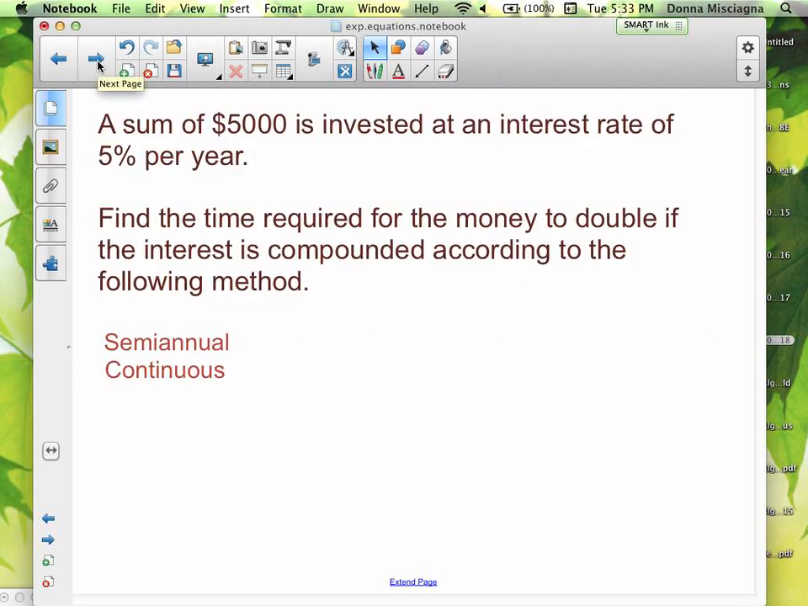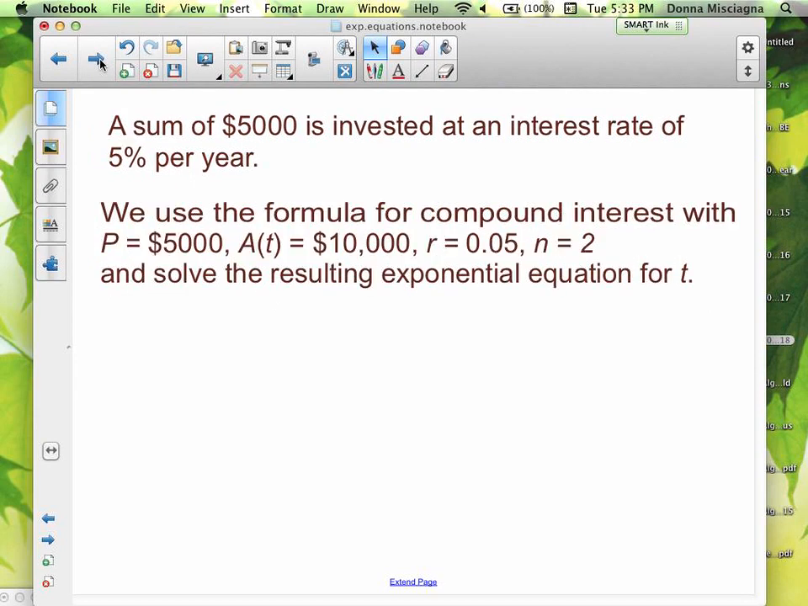So a sum of $5,000 is invested at an interest rate of 5% per year. Find the time required for the money to double if the interest is compounded according to the following method. Right? So we're going to find out if it's compounded semi-annually, if it's compounded continuously. All right, so let's do the first one. We're going to do the compounded semi-annually.